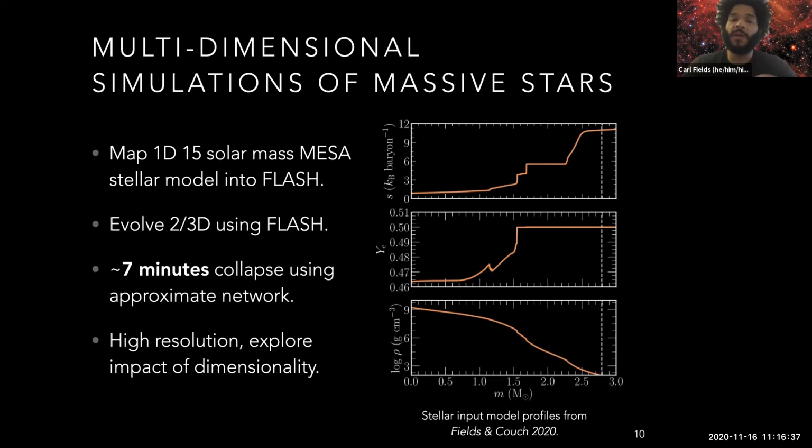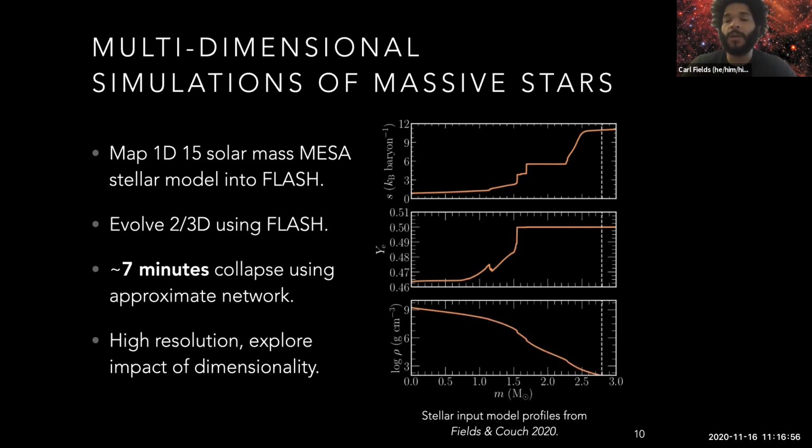So we used MESA, the 1D stellar evolution code, to run our model to about 7 minutes before core collapse, and then we mapped it over to FLASH to perform our multi-D simulations and quantify the differences that we saw. On the right is a standard profile plot of our initial model.